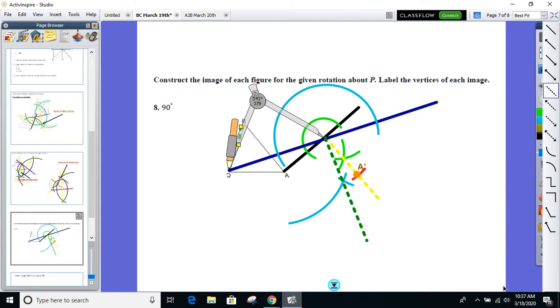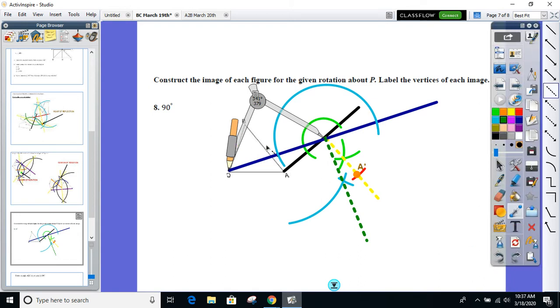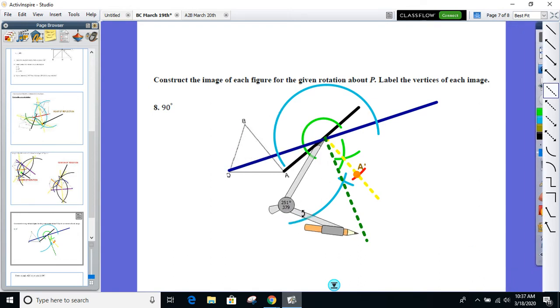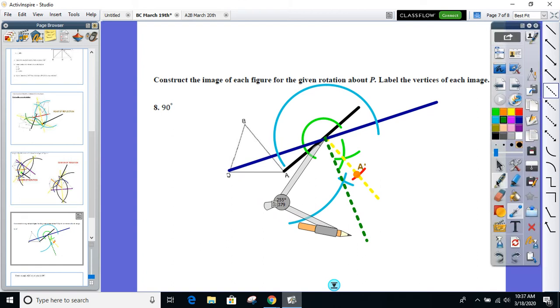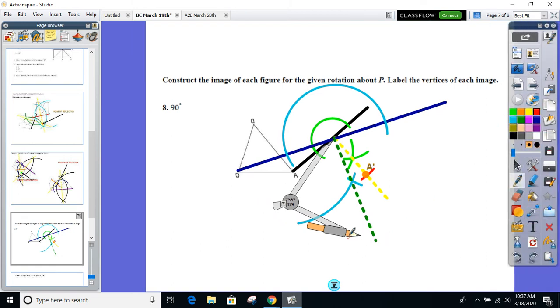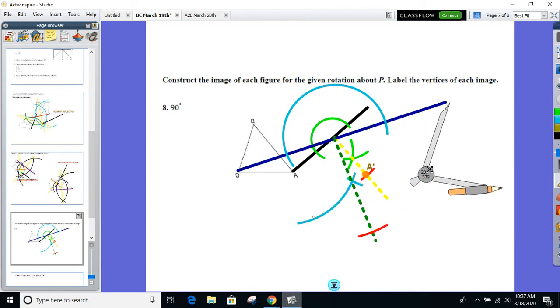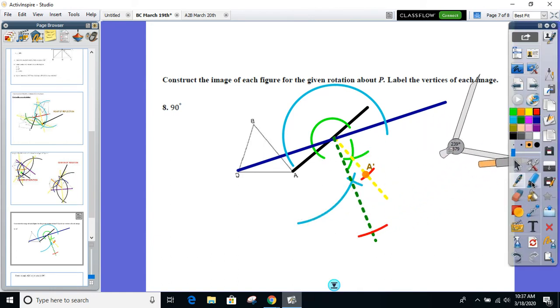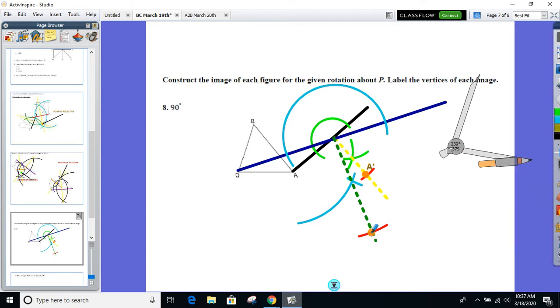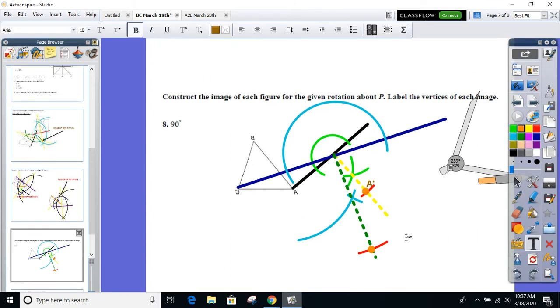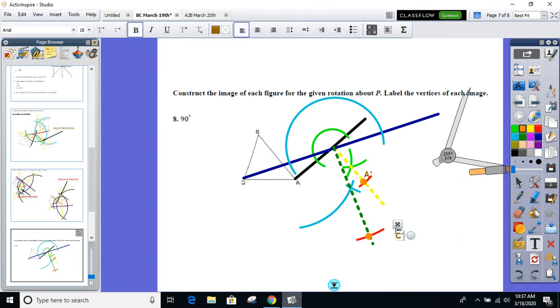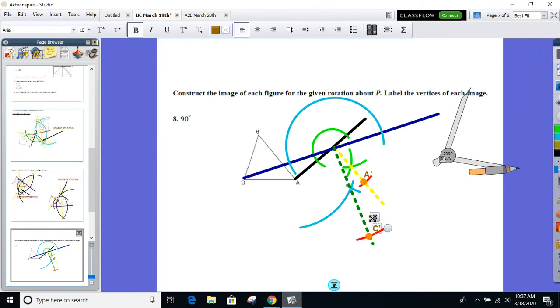And let's copy that distance onto our new perpendicular line. Do that back in red. Keep consistent. Boom. And there's C prime. Rotate at 90 degrees. Oof. All right, hopefully you're keeping track of all these arcs. We got one more. B.